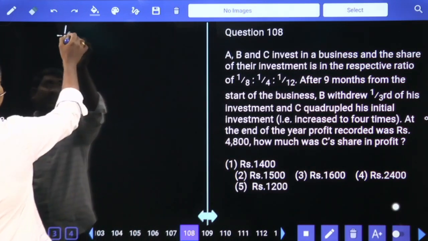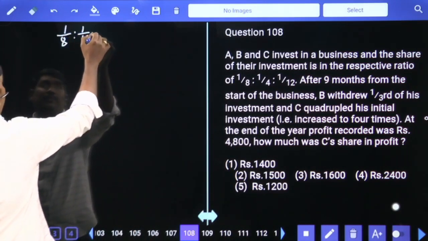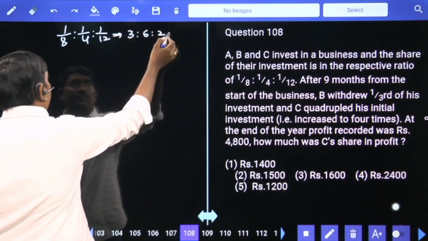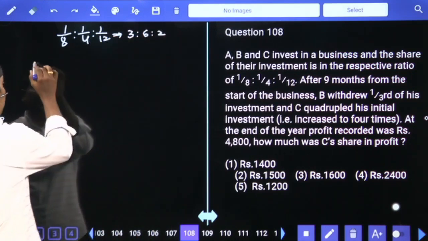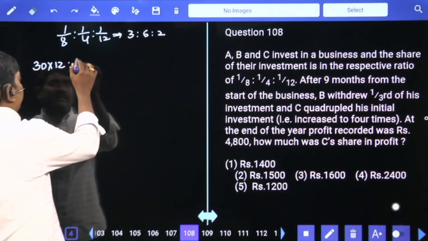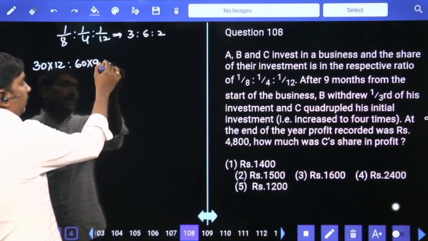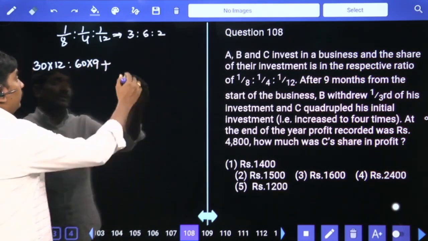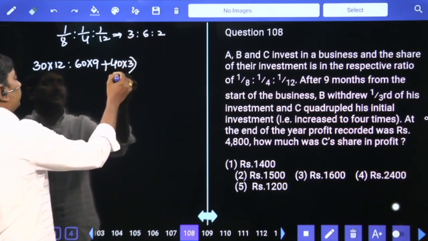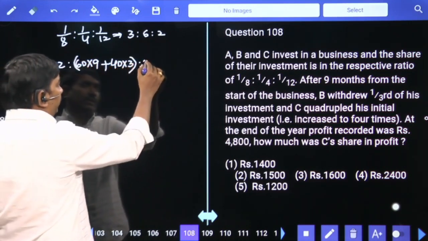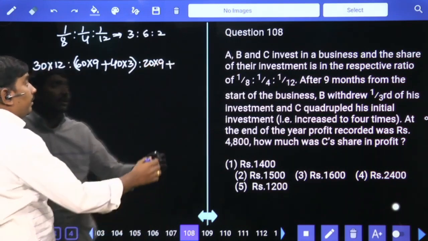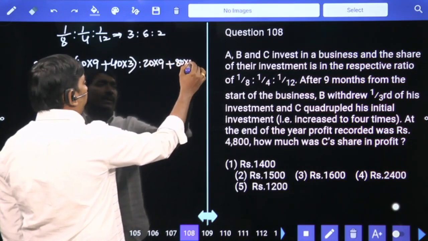First of all, investment ratio 1 by 8 is to 1 by 4 is to 1 by 12. LCM 24, which gives 3, 6, 2. A invested 30 rupees from beginning to end, complete 12 months. B invested 60 rupees up to 9 months. After 9 months, B withdrew one third. One third of 60 means 20 withdrawn, remaining 40 rupees for the remaining 3 months. C started with 20 rupees up to 9 months. After 9 months, C quadrupled his initial investment. 4 times 20 means 80 rupees for the remaining 3 months.